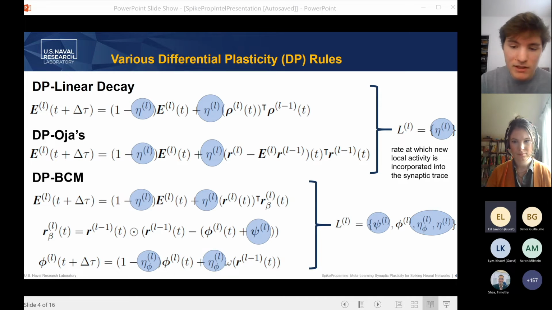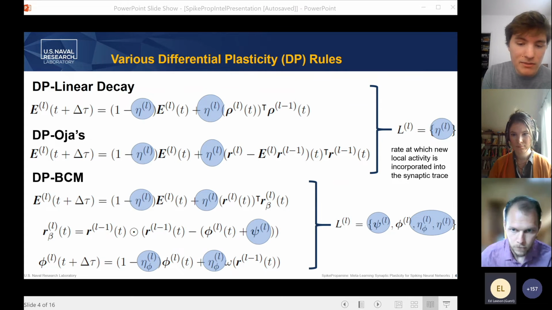The blue circles you see demonstrate the local parameters, which are learned through backpropagation. In the linear decay and Oja's rule, only the learning rates of the plasticity dynamics are learned. However, in the BCM rule, both the learning rates and the LTP and LTD threshold for the rule are learned. So that's the initial threshold that is used at the initial time step of the process.